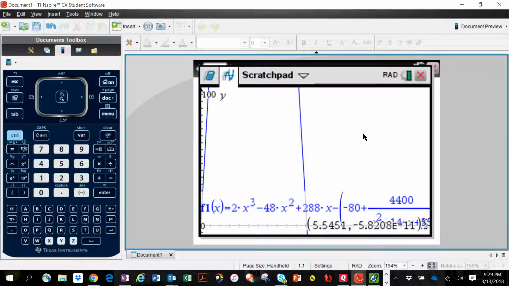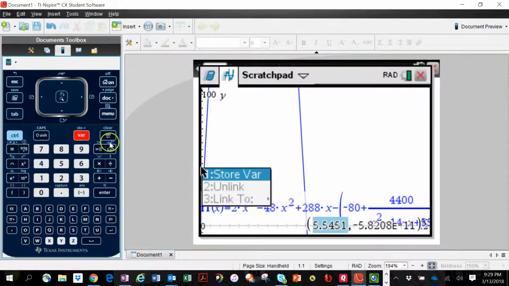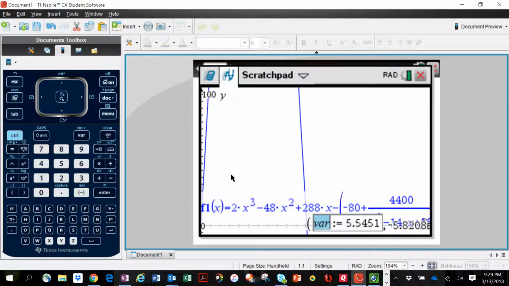Now I know from a lot of experience with these problems, we're going to need to do some computations with this. So I'm going to store this value. To do that, you click, and then you go to var, store var, and then give it a name. I'm just going to call it A. The 5.545 shows up in bold, which means I've stored this correctly. Okay.